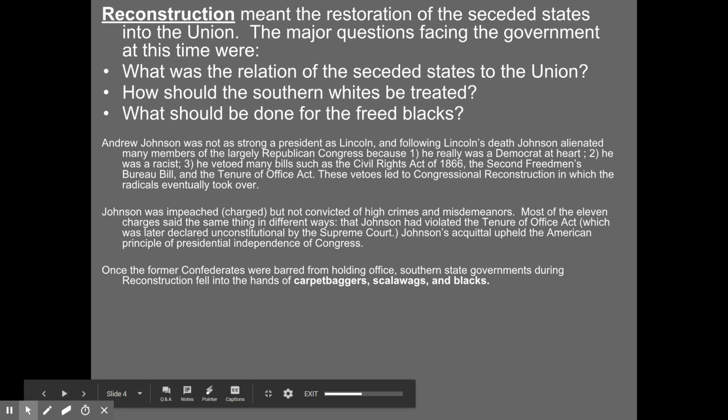When you look at Reconstruction, they really wanted to look at the relationship between political democracy and economic democracy. And you're going to see newly freed African Americans make a lot of political advancements through the 13th, 14th, and 15th Amendment.